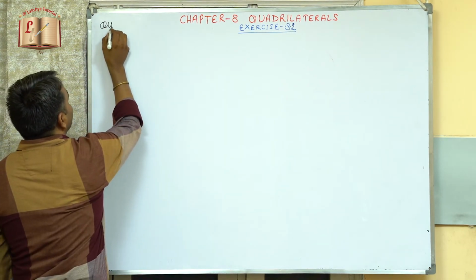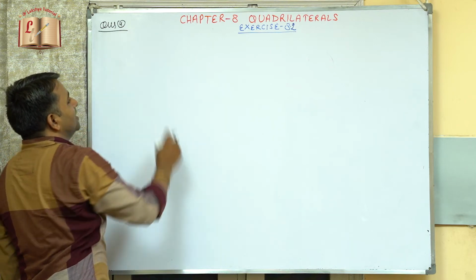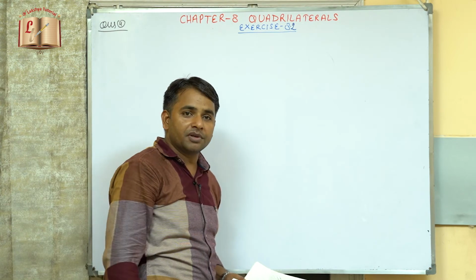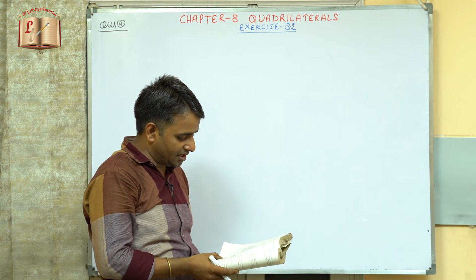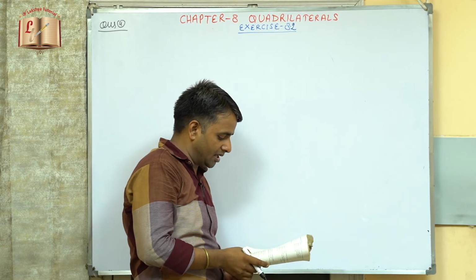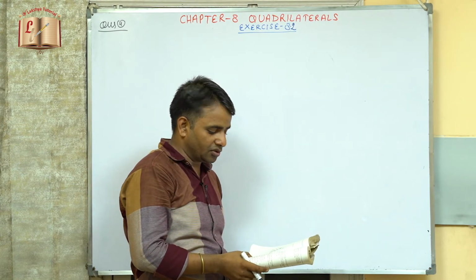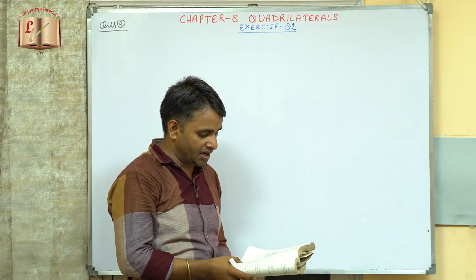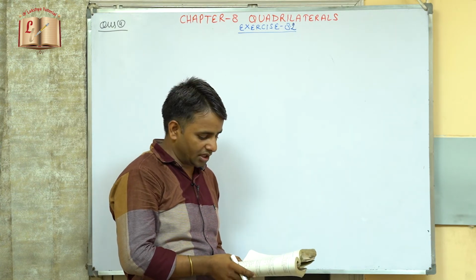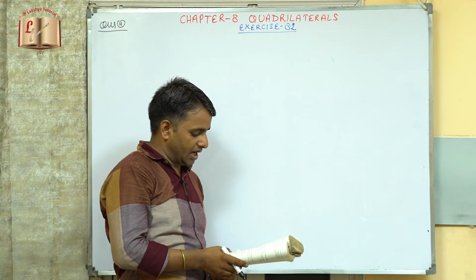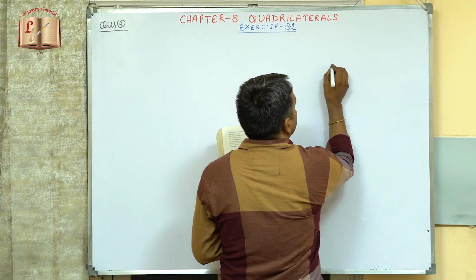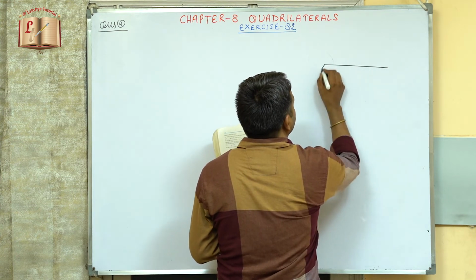Now coming to question number 4. ABCD is a trapezium in which AB is parallel to CD and BD is a diagonal and E is the midpoint of AD. A line is drawn through E parallel to AB intersecting BC at F as shown in the figure 8.30. Now we need to show that F is the midpoint of BC. So this is the diagram given to us.